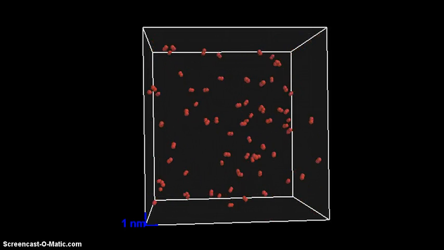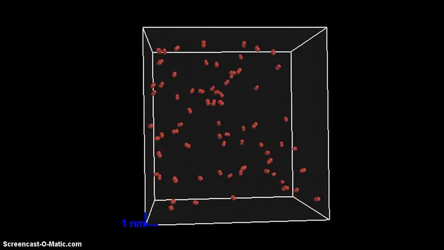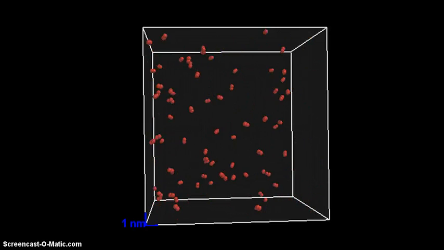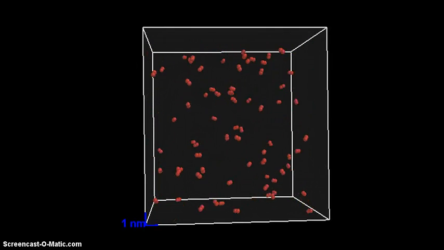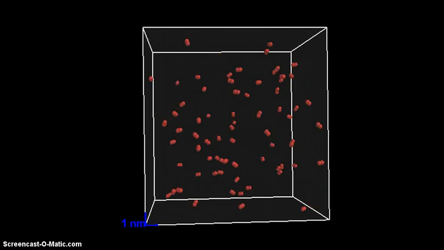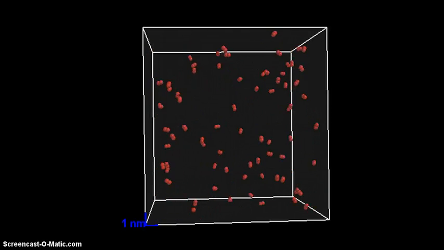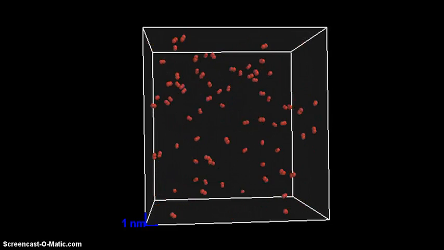The temperature has been doubled. The temperature has been increased again. As you can see, the molecules are moving faster as the temperature increases.